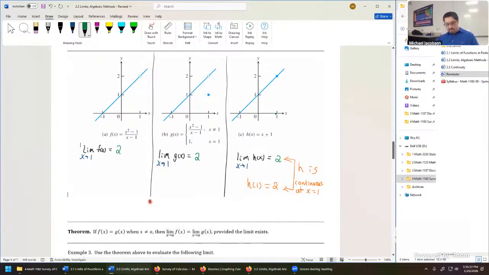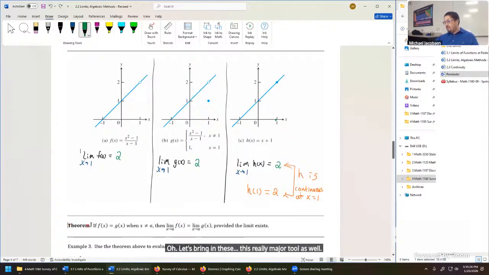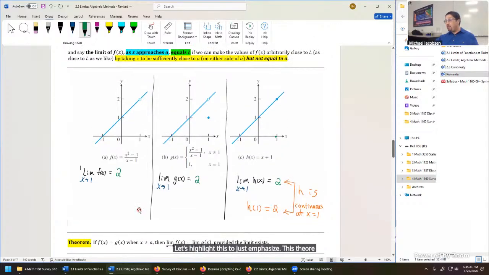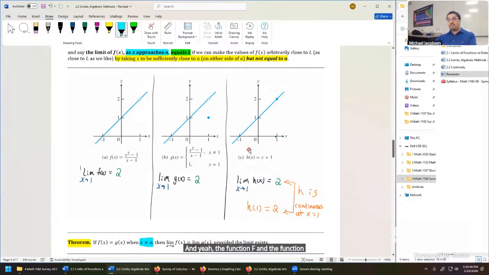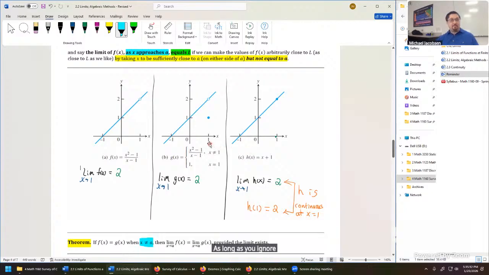Let's bring in this really major tool as well. Let's highlight this to emphasize this theorem gives us a lot of power. It says if f of x is equal to g of x when x is not equal to a, and the a value that we're concerned about in this problem is 1, then the functions f, g, and even h are all equal as long as you ignore what's happening at 1. That's the only difference between all three functions.